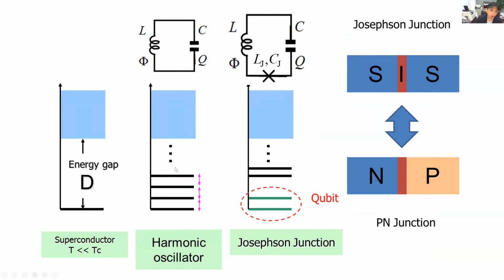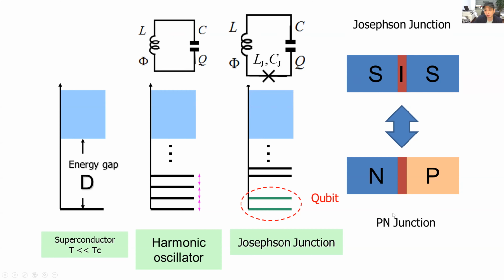But the harmonic oscillator cannot be used as a qubit, because we would like to choose two of the energy levels to form the qubit, and in this case all the energy splittings are equal. So we cannot choose two of them to act as a qubit. So we have to introduce another nonlinear element. We call this element a Josephson junction.